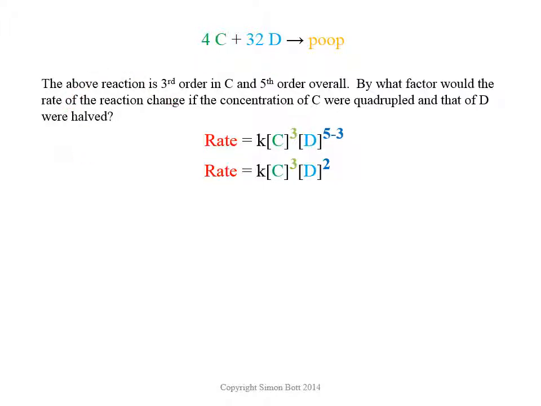So anyway, let's continue with this particular question, right? We're taking the concentration of C and we're quadrupling it. We're multiplying it by 4. Well, what does that do to the rate?